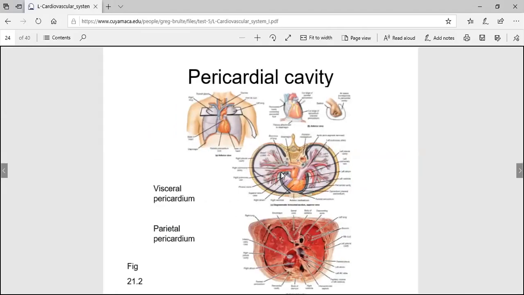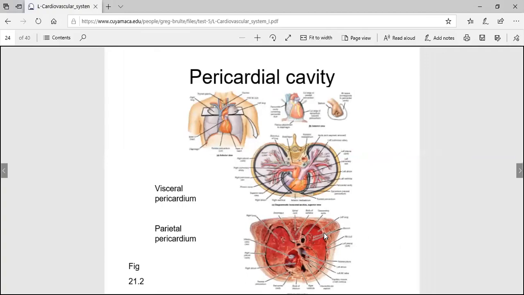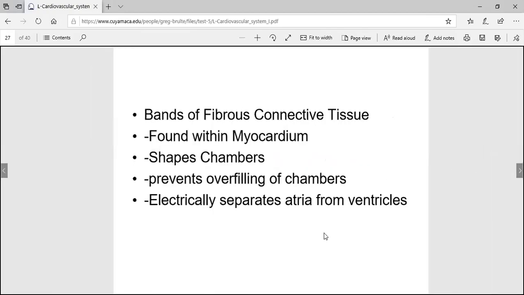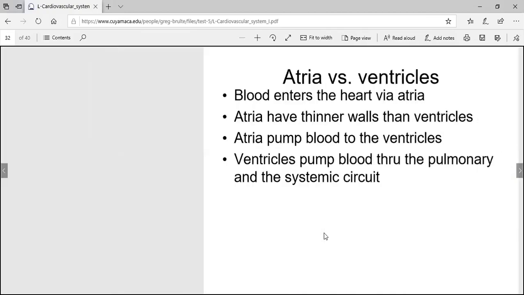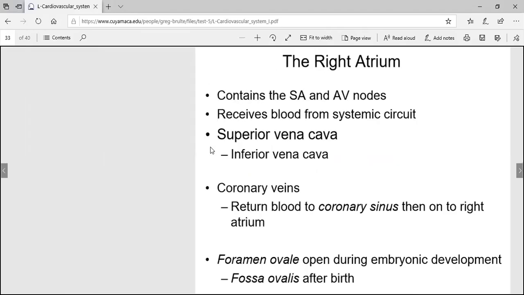In other words, the shiny layer right here, that's your epicardium. Let's look at this. That would be your myocardium. That would be your epicardium. And the shiny stuff on the inside of your chambers would be your endocardium. Okay, we'll come back to that.